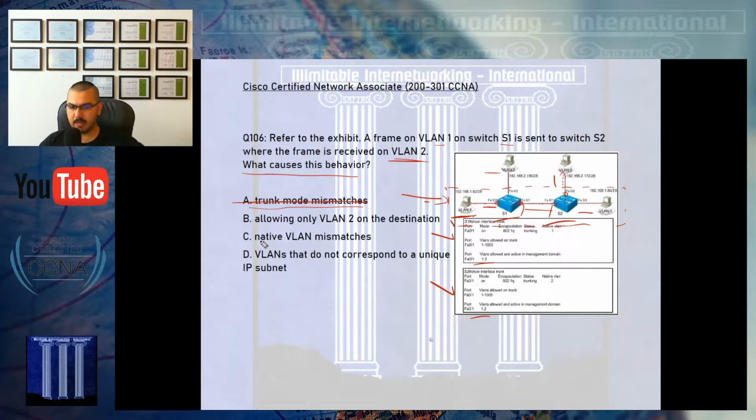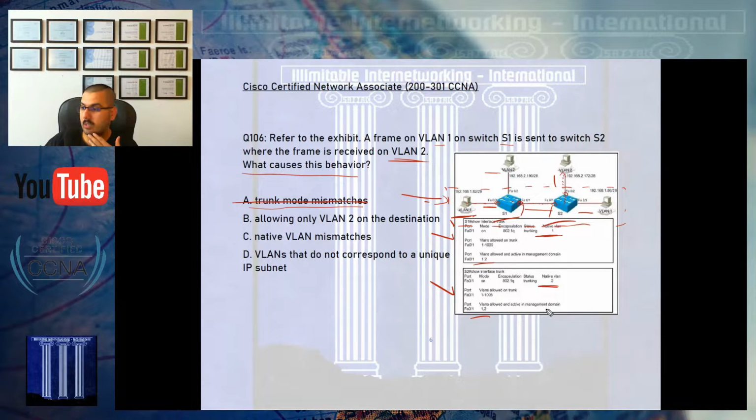Native VLAN mismatch. How can I know? I cannot troubleshoot that. Native VLAN by default is VLAN 1, because VLAN 1 is the default VLAN and VLAN 1 is also the native VLAN. We can change the native VLAN. Oh, I'm sorry, there it is. Native VLAN on switch 1 is VLAN 1. Native VLAN on switch 2 is VLAN 2. So there is a mismatch.